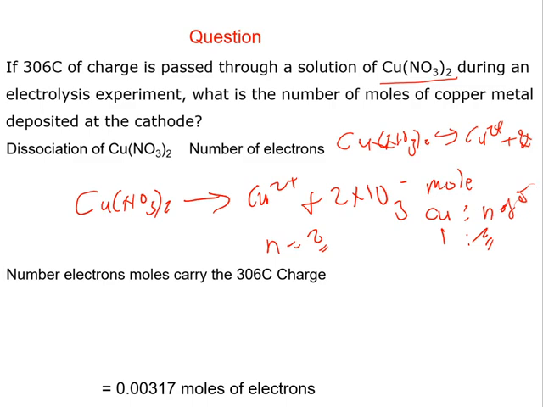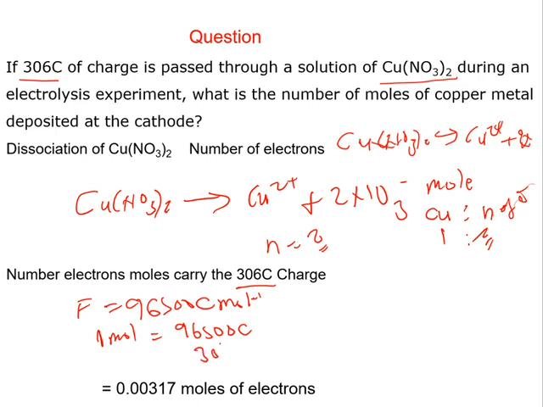Okay, so now we can discover the moles of electrons using the charge that is being passed. How do we determine that? It's easy. The Faraday constant, F, is equal to 96,500 coulombs per mole. In other terms, we're saying 1 mole is equal to 96,500 coulombs. Now, suppose you have this number of coulombs, how many moles are you going to get? So you have 306 coulombs, and you say equals x.